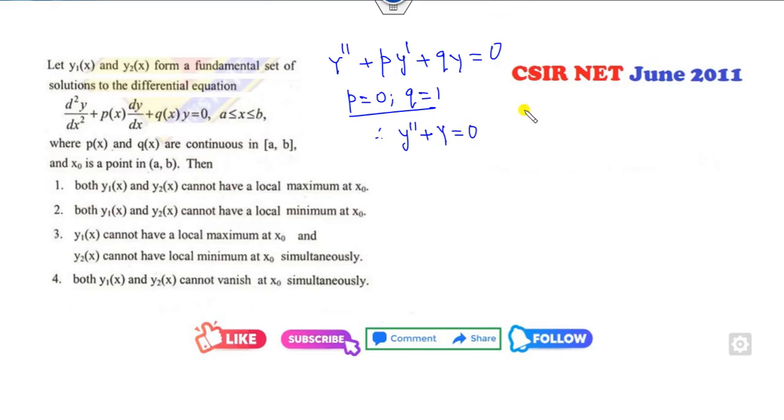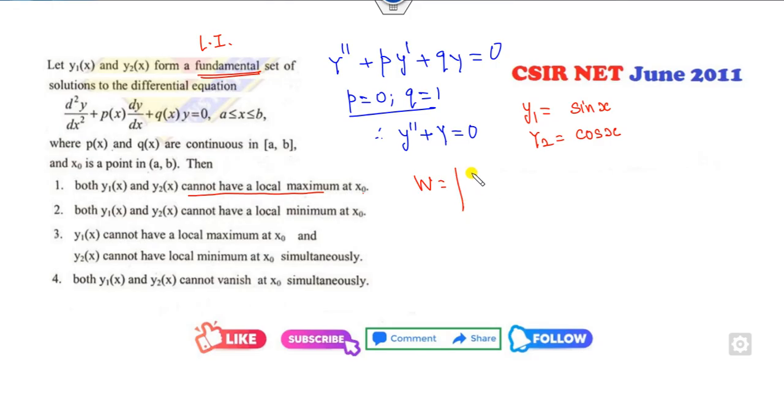Fine. So what is my solution? There are the two solutions. One is sin x, the other is cos x. Now both y1 and y2 cannot have the local maxima at x naught. Again, it is a fundamental set, that means they are LI.